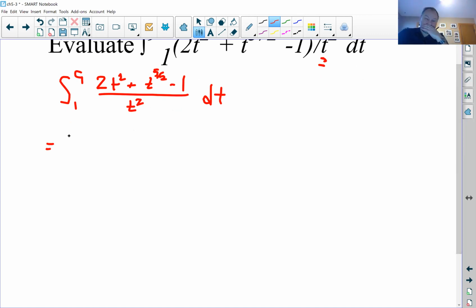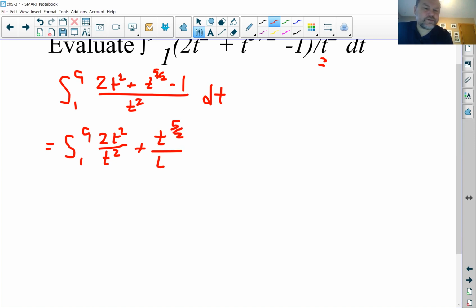What I would do is actually divide each term by t squared. So we'd have 2t squared over t squared plus t to the 5 halves over t squared, minus 1 over t squared.